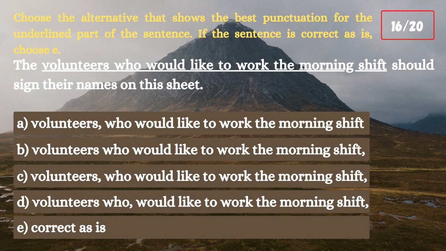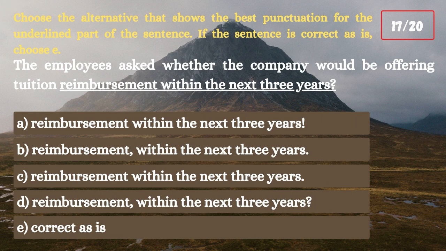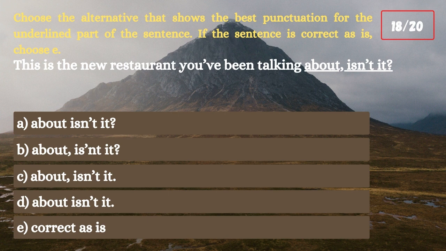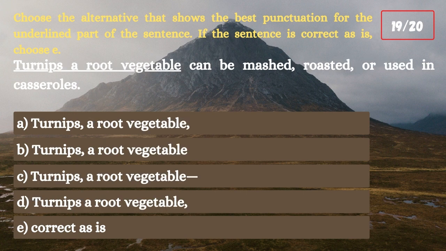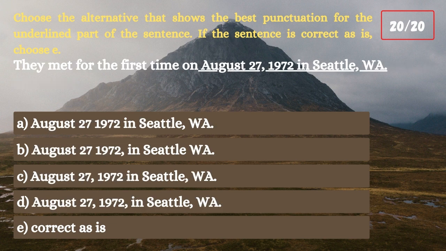The volunteers who would like to work the morning shift should sign their names on this sheet. The employees asked whether the company would be offering tuition reimbursement within the next 3 years. This is the new restaurant you've been talking about, isn't it? Turnips, a root vegetable, can be mashed, roasted, or used in casseroles. They met for the first time on August 27, 1972, in Seattle, Washington.